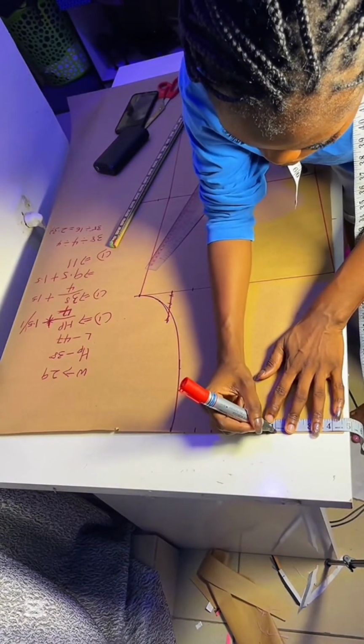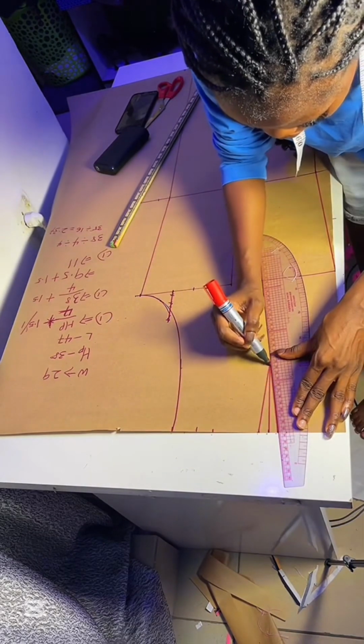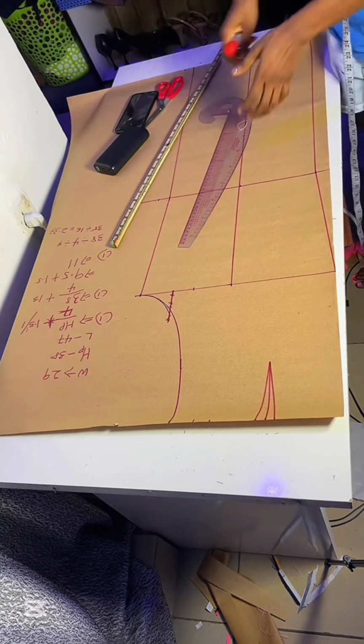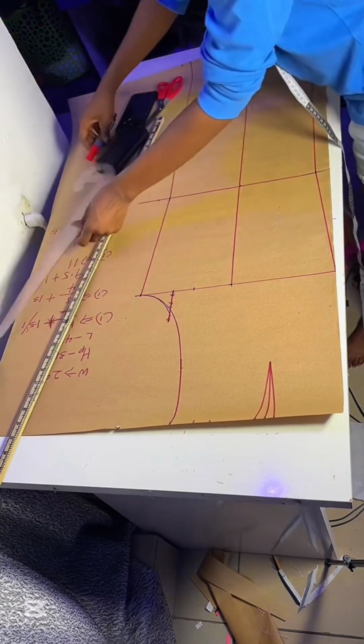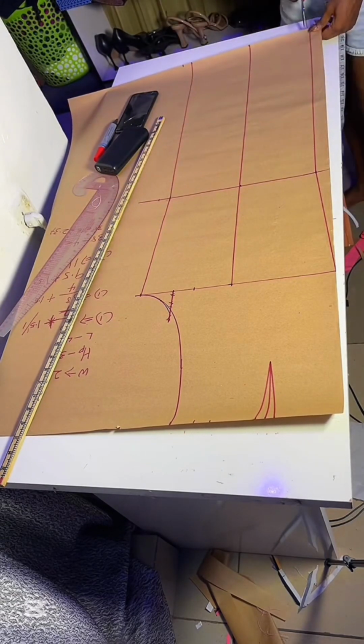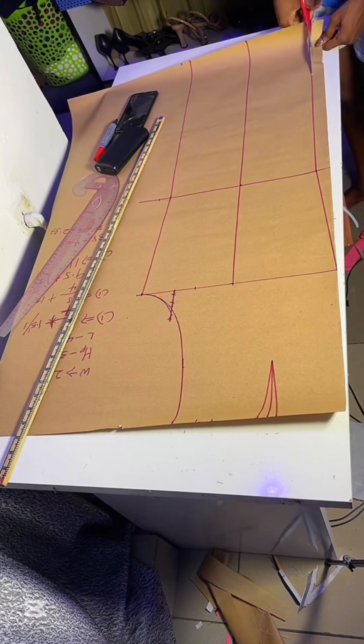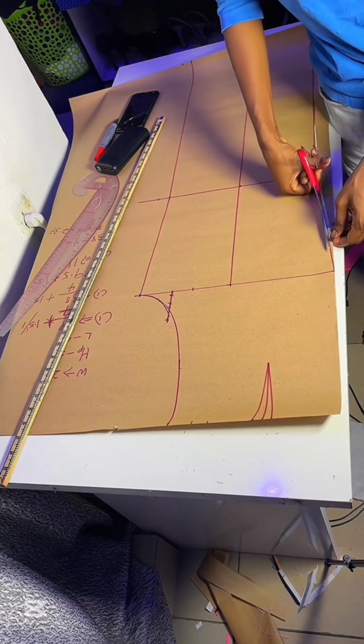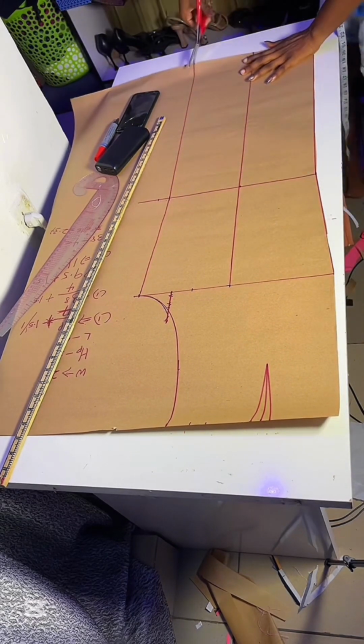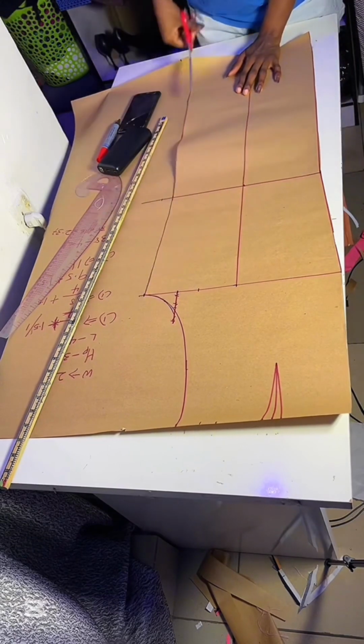Then we come back to our waist. We measure our darts here. So we do our dart intake. From there, we'll close our darts. So just look at what I'm doing. You'll get it.